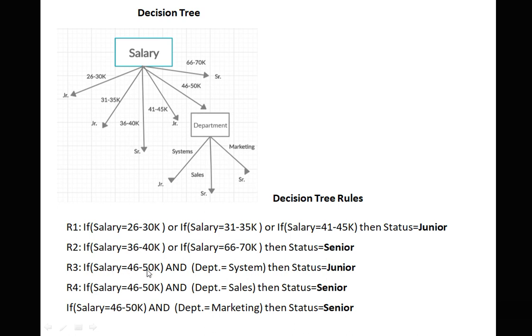Now next, if the salary is between 46 to 50K and department is system, then status is junior. If the salary is between 46 to 50K, these two attributes we require to combine with the AND operator, and department is sales, or salary is in this range and department is marketing, then that particular classification. So from the decision tree we can easily write down the decision rule.